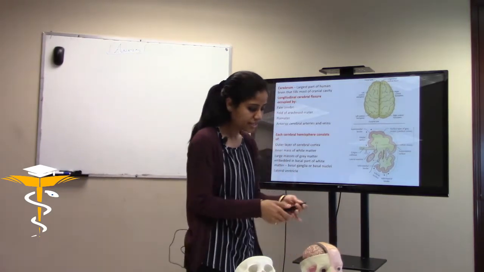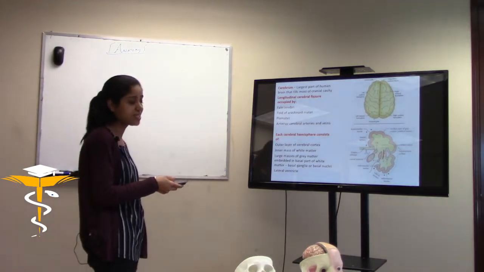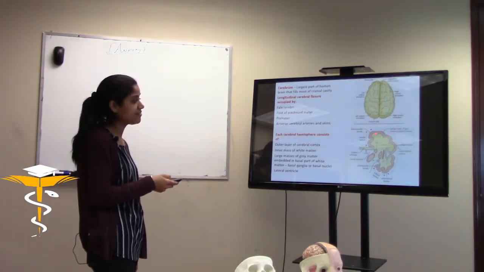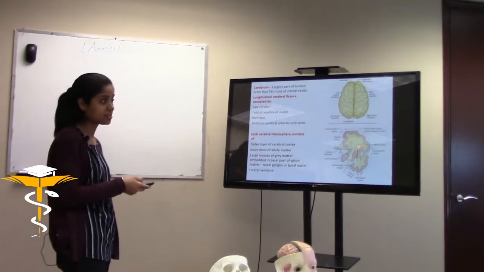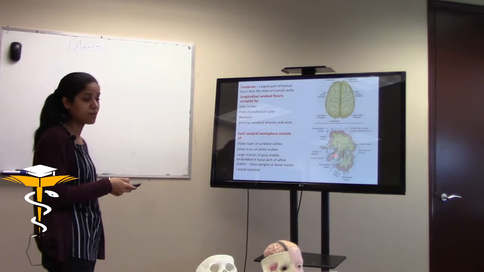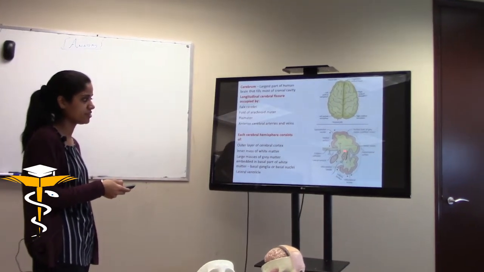So this is the basic arrangement of the structures within the cerebrum, right? I'm repeating it. It has an outer layer of gray matter, inner white matter with masses of nuclei embedded in the white matter, and a cavity, we call it the lateral ventricle.